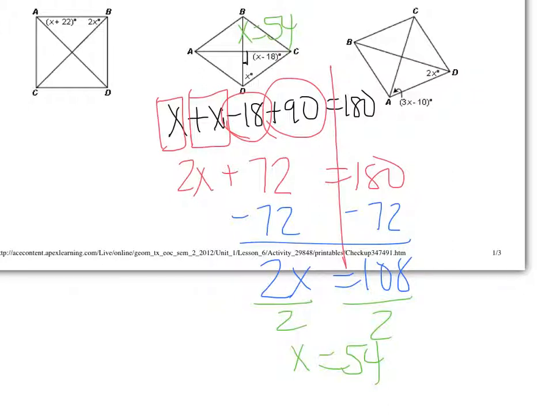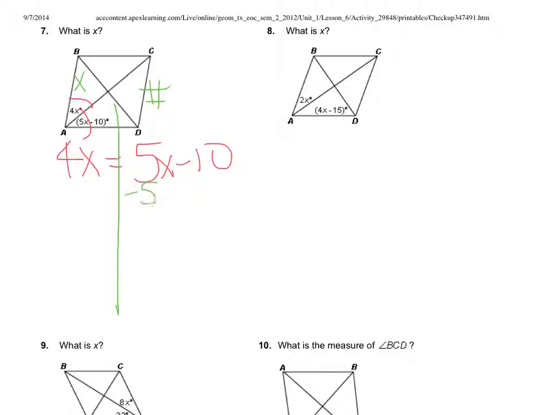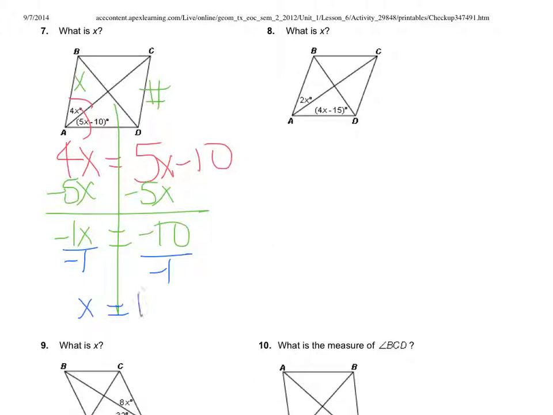All right, moving on to number 7. Number 7 again says, what is the value of x? Well, this is a little bit more difficult because it didn't really give us a whole lot. But we do know if this is a rhombus, this angle and that angle are equal. That means that 4x must equal 5x minus 10. So I need to get x's on one side and my numbers on the other. So I'm going to subtract 5x from both sides. So I get that negative 1x equals negative 10. To get x by itself, I'm going to divide both sides by negative 1. And I get that x equals positive 10.